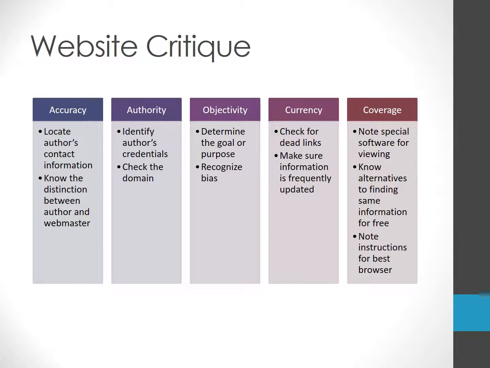The next section of your primer is about website critiquing. When you are deciding whether you should include a website or a web page as a credible scholarly source, you'll want to use these 5 criteria to determine whether you should use it or not. Look at accuracy, authority, objectivity, currency, and coverage. These elements will help you to determine whether you should use it as one of your sources or not.